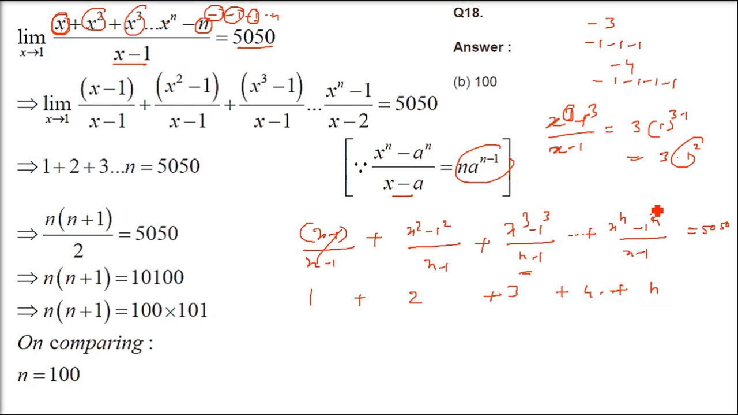So what do you get here? The last one is n a raised n minus 1. So you have n, and a is 1. 1 to the power of anything is 1 only. So you have n. And this is equal to 5050.